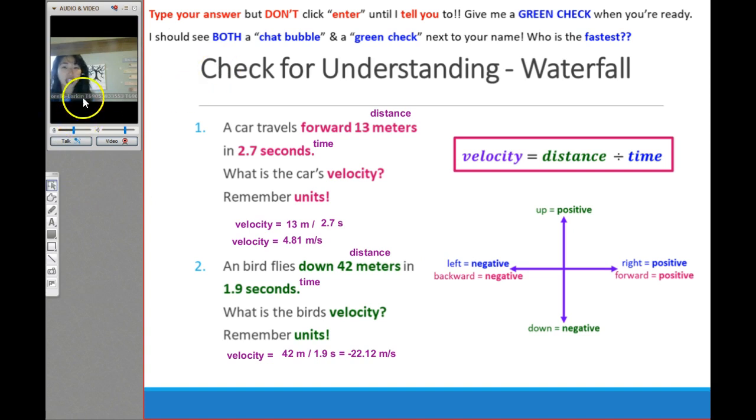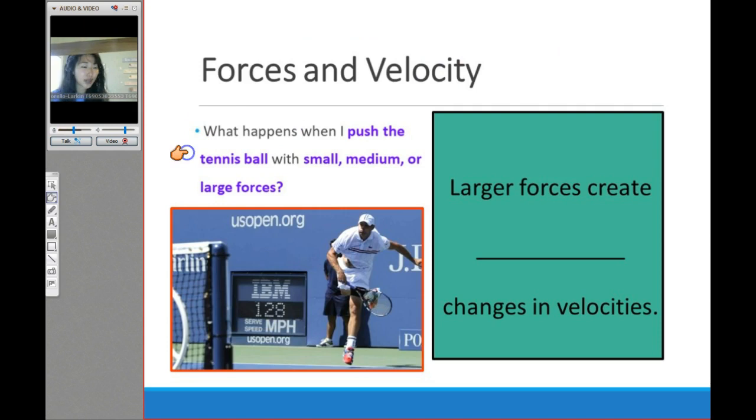Go ahead, give me a green check if you feel good about number 2 here. Okay, again, the calculation was wonderful. We just got to keep in mind that negative directions result in negative velocities. Perfect. Okay, looking good.